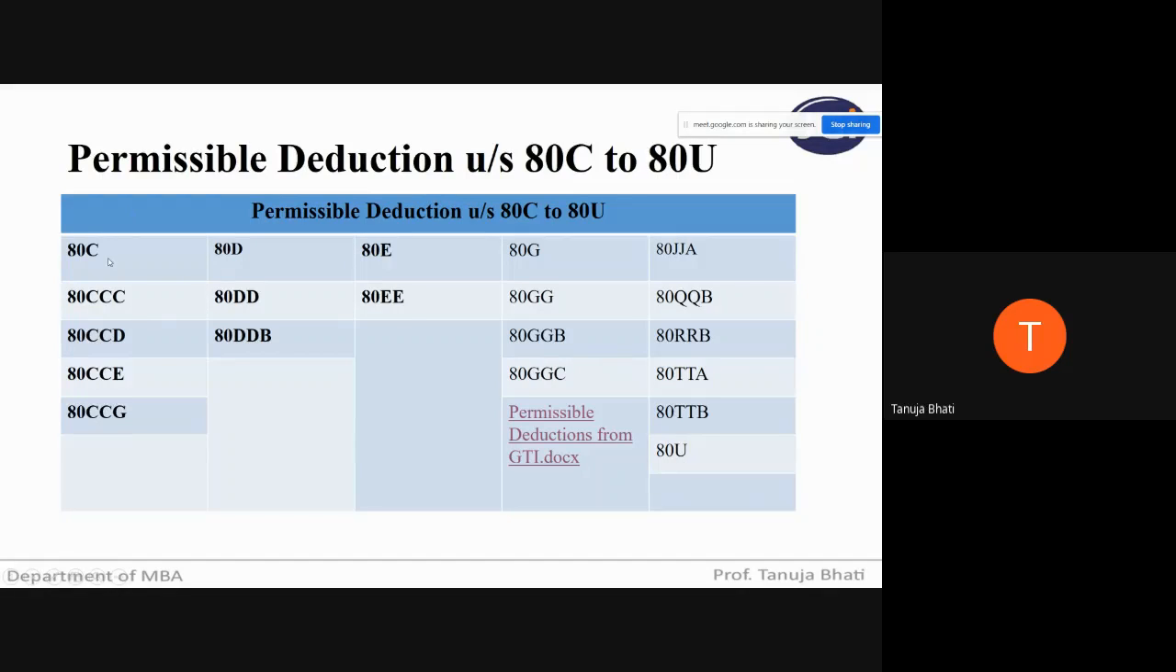So these were all the deductions under section 80C to section 80U. So students, have you all understood these deductions? Yes, ma'am.